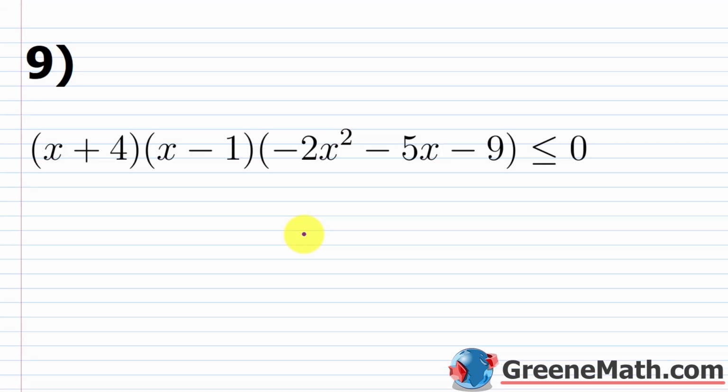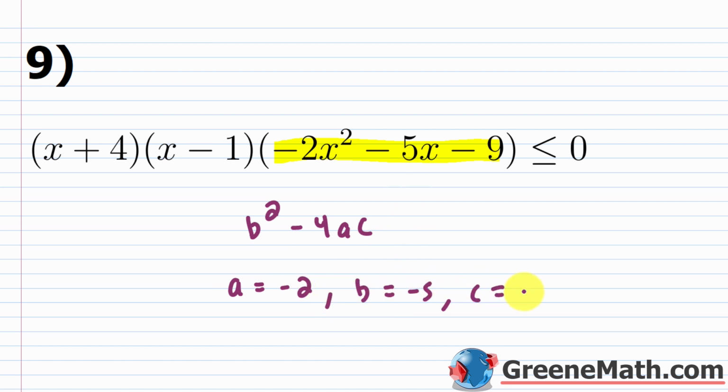All right, for problem 9, we have the quantity x plus 4 times the quantity x minus 1 times the quantity negative 2x squared minus 5x minus 9 is less than or equal to 0. Just like in the last problem, we have this negative 2x squared minus 5x minus 9. Again, I would check the discriminant on that. So what is b squared minus 4ac? Well, here your a is going to be negative 2, your b is going to be negative 5, and your c is going to be negative 9.